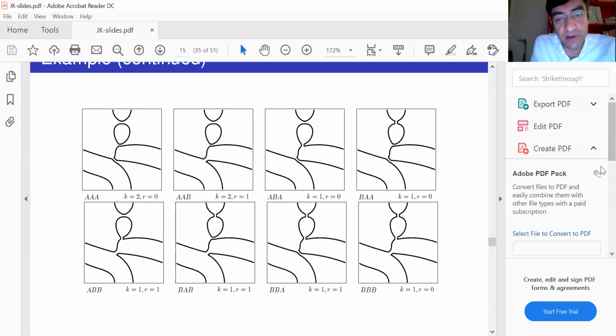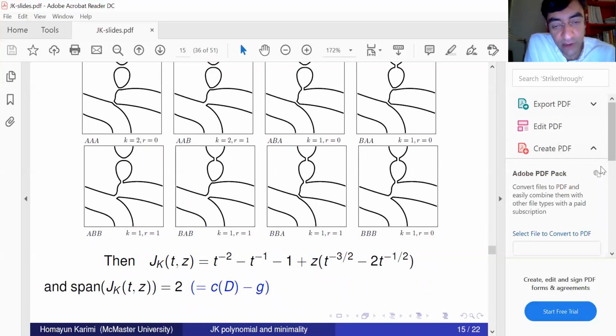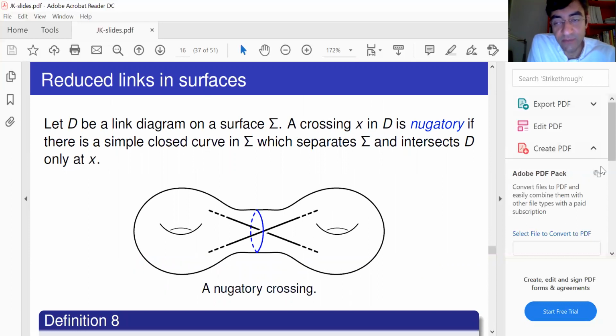On the other hand, if you use the Jones-Krushkal polynomial, here we have all 8 states for this diagram. It has 3 crossings, so it has 2 to the 3, which is 8 states. And if you calculate the K and R for each state, then you can see that the Jones-Krushkal polynomial is the following polynomial. And if you look at the span of this polynomial, it is equal to 2, which is the crossing number of this diagram, which is 3, minus the genus of the surface, which is 1. So that formula suggests that we might be able to use the Jones-Krushkal polynomial to obtain the analog of the Tait conjectures in this setting. To do that, we need to define reduced links in surfaces.